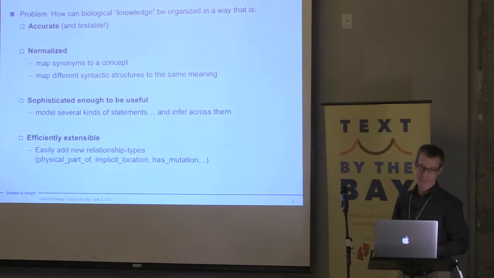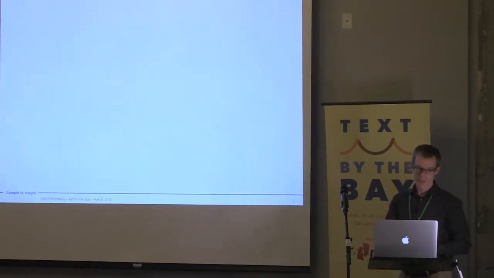So I've listed some examples of the kind of relations that we record here. Physical part of, implicit locations, and I'll talk more about that in a moment. Whether something has a particular mutation.